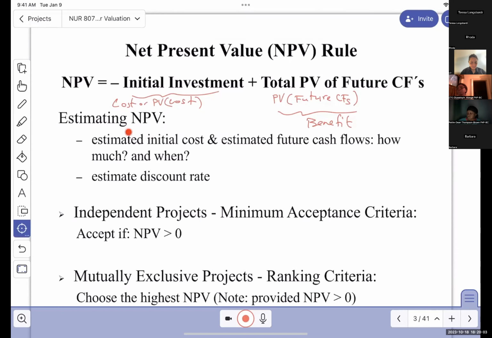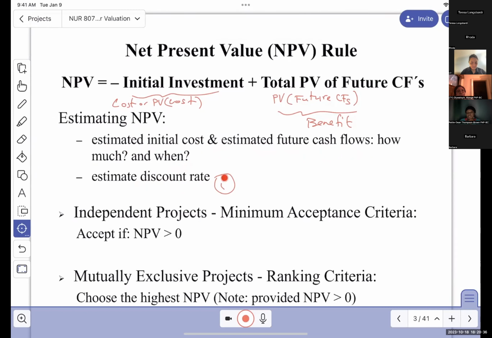To estimate the NPV, we have to estimate the initial cost, because we haven't necessarily purchased it yet. We just get an idea of what it would cost. We estimate the future cash flows. How much would they be? When do they happen? And we have to estimate that discount rate, or that interest rate that we're using. Remember, we call it the discount rate because we're dividing by 1 plus i, that discount factor versus the accumulation factor.